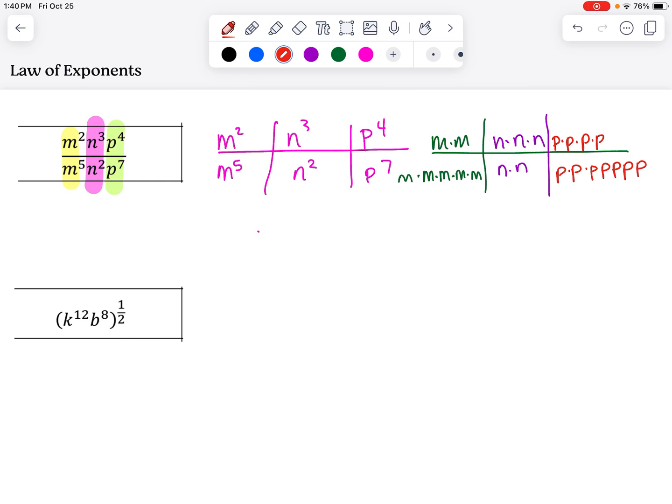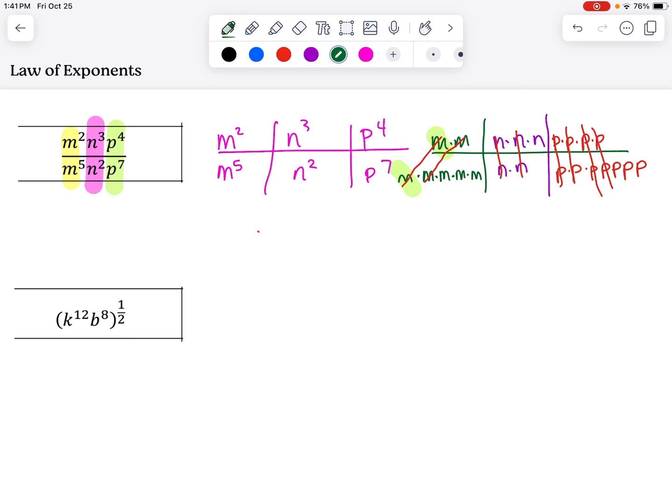And then from there I can realize that anything divided by itself is 1. So I can see that m divided by m would be 1, and I can start canceling out variables. So m divided by m is 1, m divided by m is 1, n divided by n is 1, n divided by n is 1, p divided by p is 1, p divided by p is 1, p divided by p is 1, and p divided by p is 1.